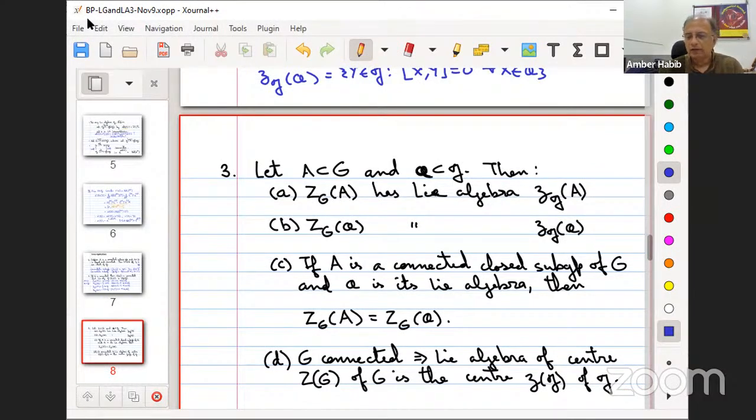Okay, so there are all these nice correspondences between what's happening at the group level and what's happening at the Lie algebra level. And there are similar things for normalizer as well.